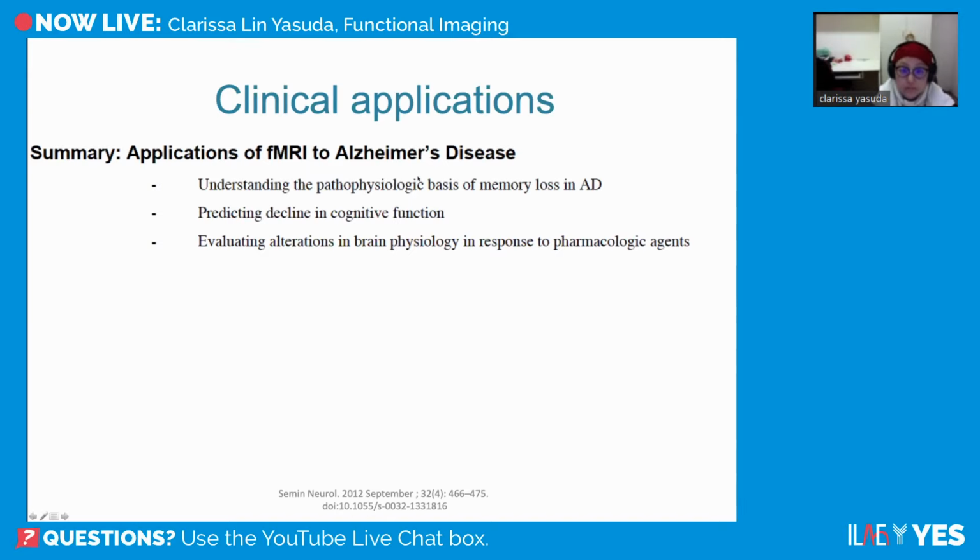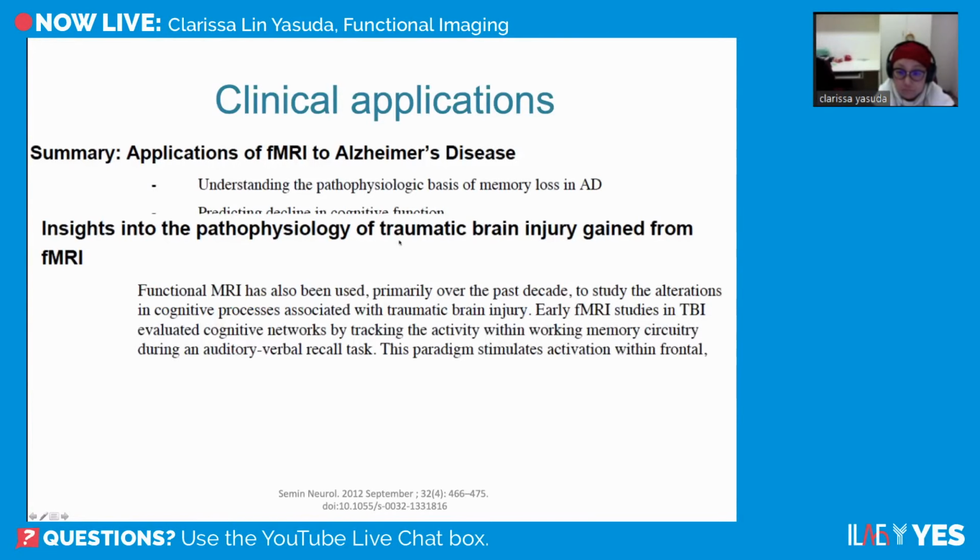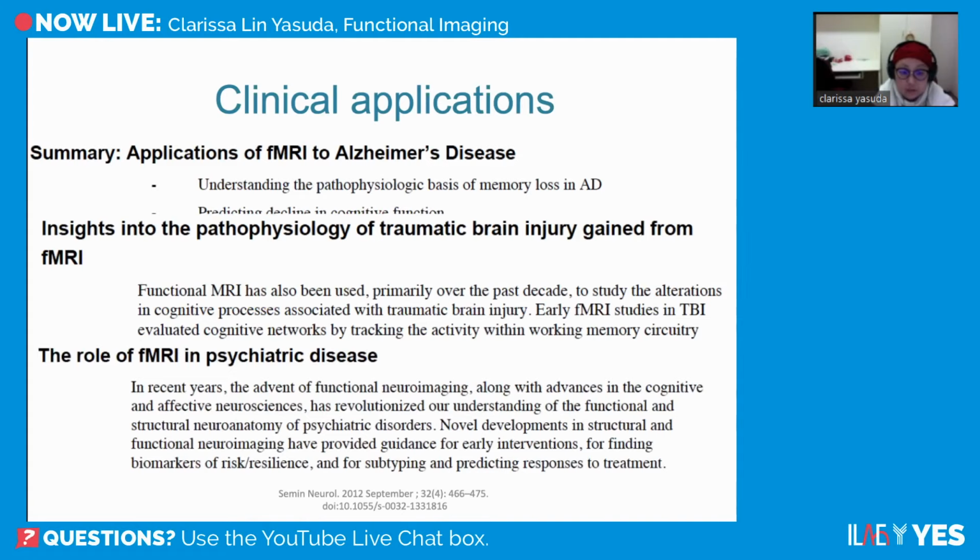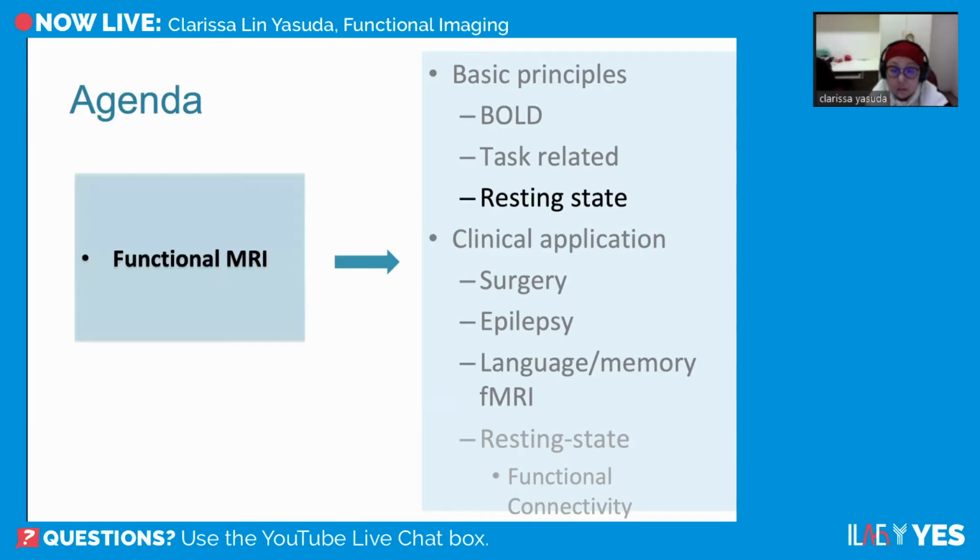But then when we talk about clinical applications, we have to think not only about epilepsy. It has been used for Alzheimer's disease and traumatic brain injury. You can also have some studies in several psychiatric diseases. So fMRI has been used a lot, not only in epilepsy or surgery, but also to help understanding and also to classify, or as a biomarker, for all other diseases as well.